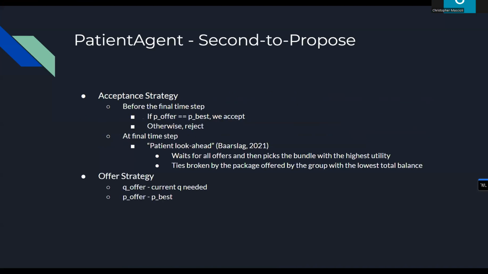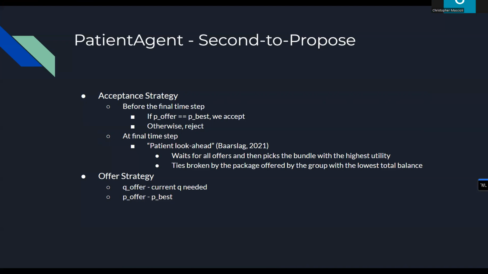So the big difference between PatientAgent and the other learning and adaptive agents is what happens when it's second to propose. And this means that it will be last to accept an offer. So the first thing is the acceptance strategy.